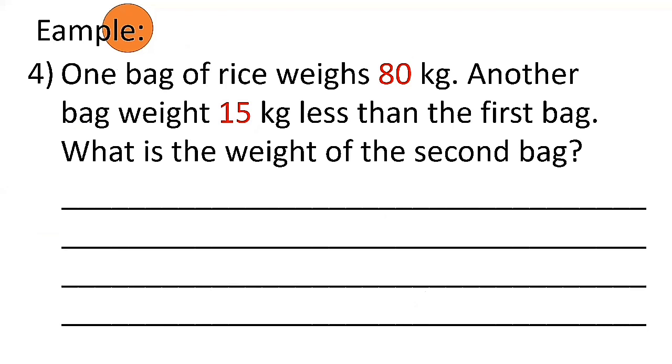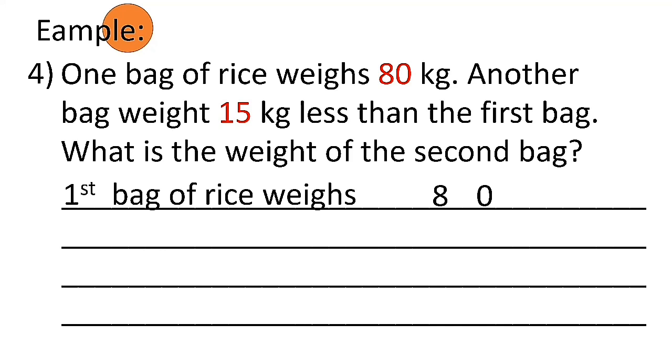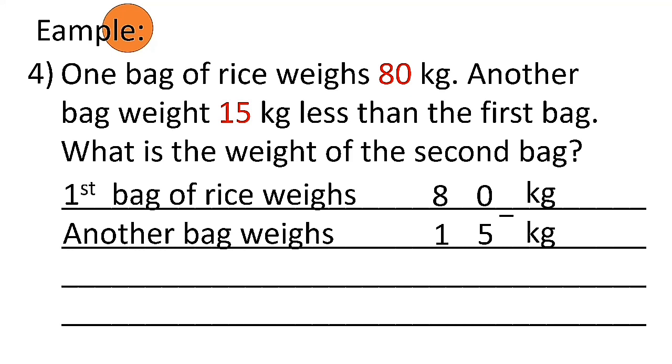Okay, another problem. One bag of rice weighs 80 kilograms. Another bag weighs 15 kilograms less than the first bag. What is the weight of the second bag? Okay, so in order for us to know the weight of the second bag, we have to subtract. So the first bag of rice weighs 80 kilograms minus another bag weighs 15 kilograms.